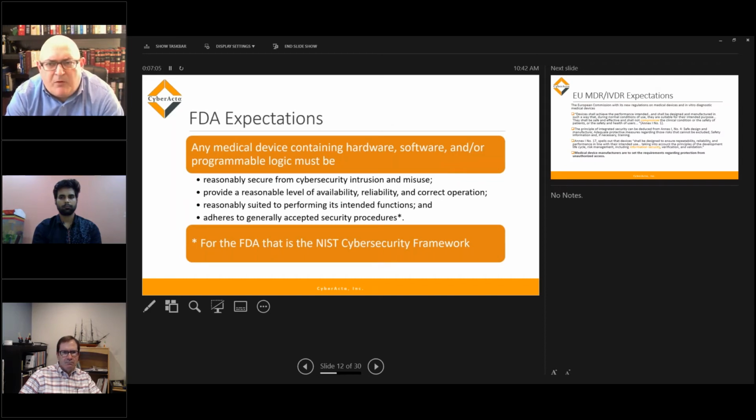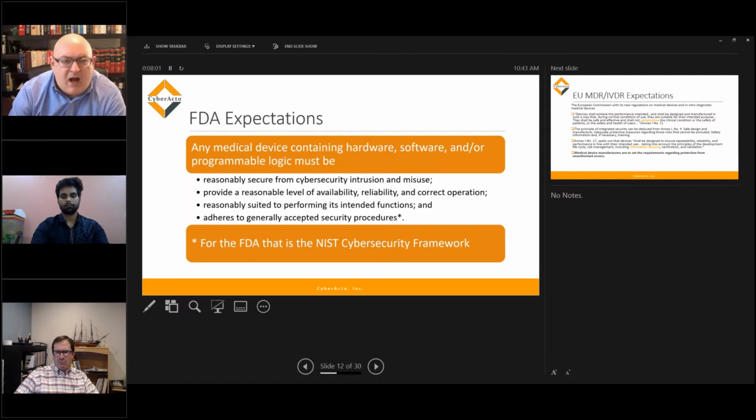Specifically for the FDA, I'll add a couple different flavors. If you have any questions for a particular country, let me know. We'll be more than happy to share that with you. Their scope is very broad. It pertains to any hardware, software, or programmable logic. It must be reasonably secure from intrusion and misuse. It has to address availability, reliability, and the correct operation, meaning the device itself is performing as intended. And the last point, very important for clients getting into software within medical devices, is that FDA's expectation is based on the NIST cybersecurity framework. That becomes important and paramount as we go through this walkthrough.